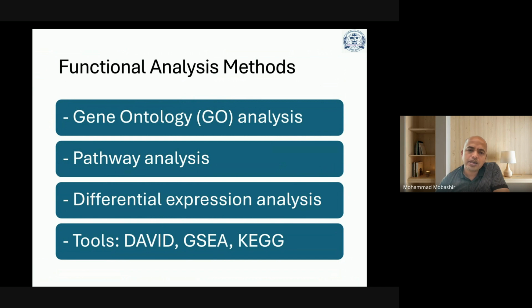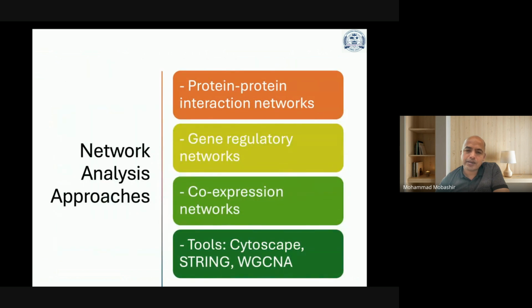And the tools mostly used or accessed are DAVID, GSEA, KEGG database, GEO databases, PANTHER, and more, which we can summarize in the next part. Then it is another level of analysis that is called network analysis. Here we study the protein-protein interaction network, gene regulatory networks, co-expression networks, and more things. mRNA networks are also these days studied most frequently.